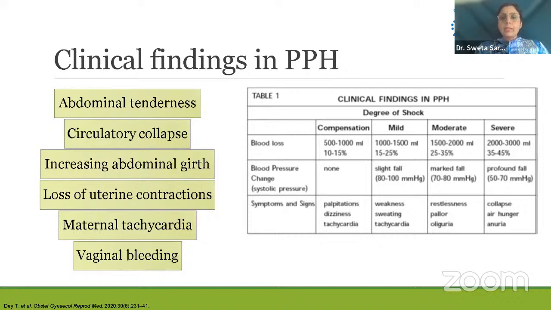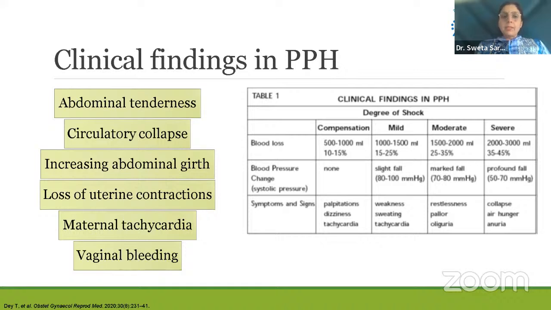As we all know, there are degrees of shock. In the first stage, there is compensation, with a blood loss of around 0.5 liter to 1 liter. There are no changes in the blood pressure, but there is palpitation and dizziness, and the patient starts developing tachycardia. When there is mild shock, there is a slight fall in blood pressure, to 80 to 100 millimeters of mercury systolic. There's tachycardia, sweating starts, and the patient starts feeling weak.